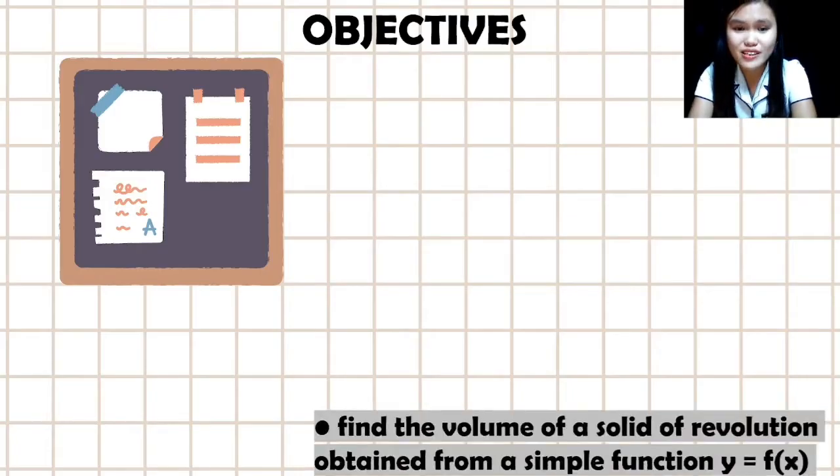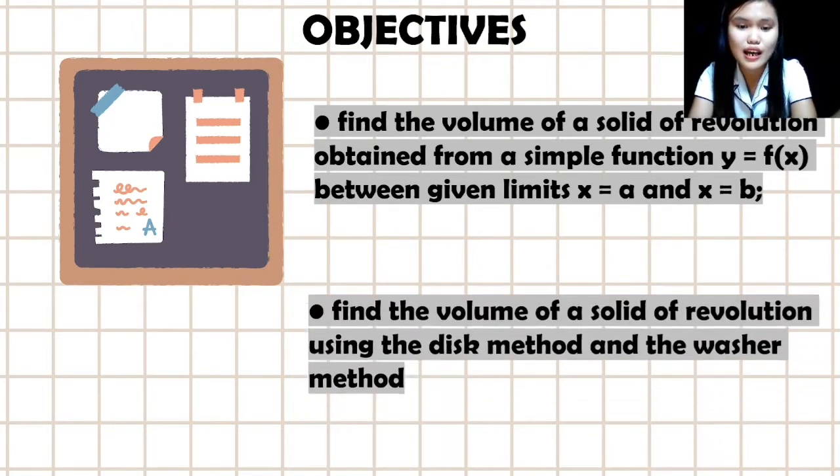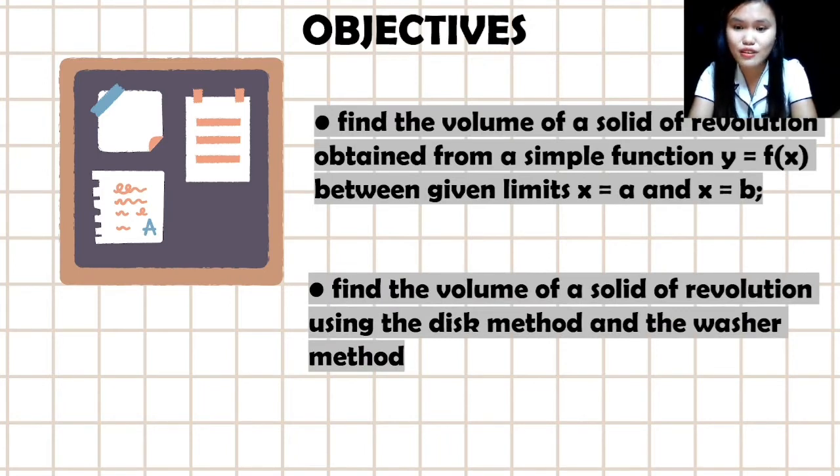Now, you are tasked to find the volume of a solid of revolution obtained from a simple function y equal to f of x between given limits as x equal to a and x equal to b. So let's find out the volume of solids of revolution. Now you are tasked again to find the volume of a solid of revolution using the disk method and the washer method. So we'll be learning about methods here in finding the volume.